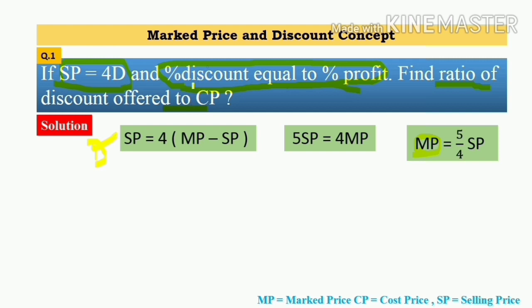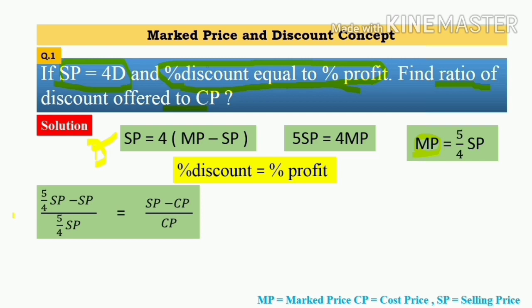Now we will move towards the second condition. What is the second condition? That is percentage discount equals percentage profit. So here percentage discount is equal to percentage profit. Now we have to write the formula of percentage discount and percentage profit as we know it. So what is the formula for percentage discount? That is (MP minus SP) upon MP.